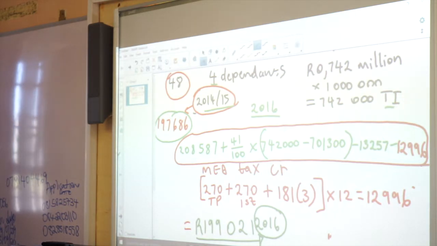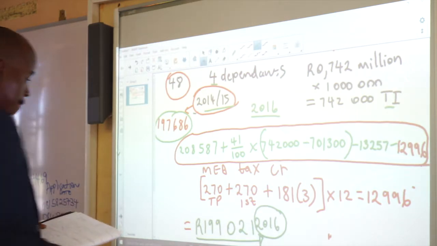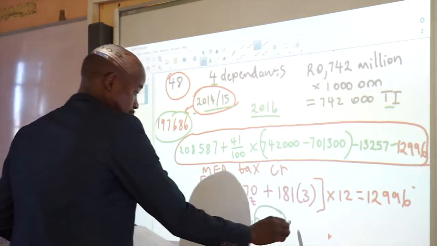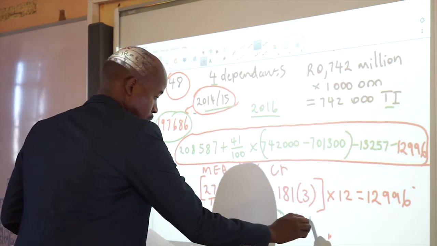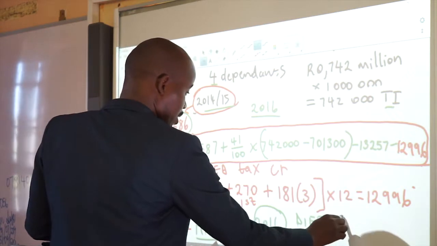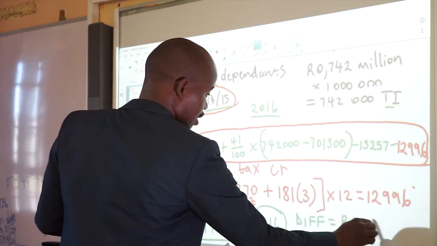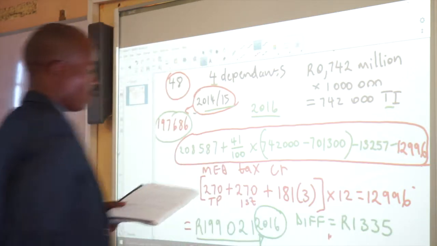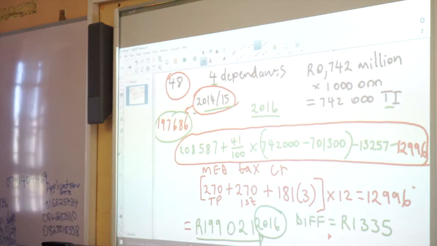The difference between the two, this is the one for 2015 and this is the one for 2016. What difference do you find between the two amounts? Commercial center? The difference is 1,335. Thank you. Very good. Right. Now, let's answer the question, or let's conclude.